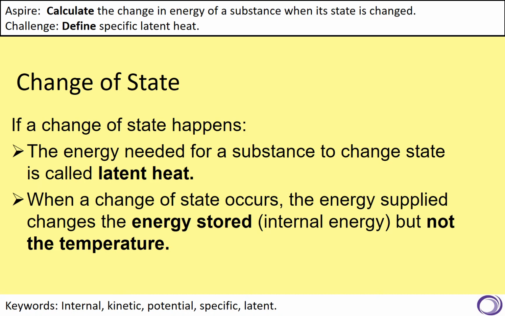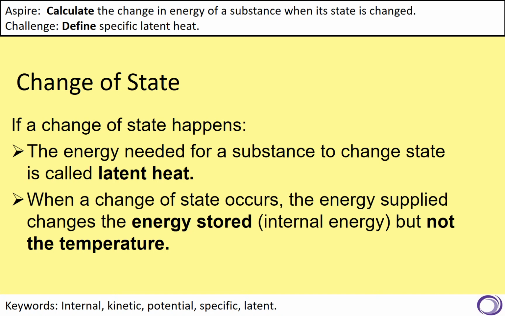So change of state. When we are talking about a change of state, we're talking about a solid going into a liquid or a liquid going into a gas, or vice versa, going back down the other way. The energy needed for a substance to change its state is just called its latent heat. Okay, so that's all latent heat means. It's just the amount of energy you need to put in to change the state of that substance.